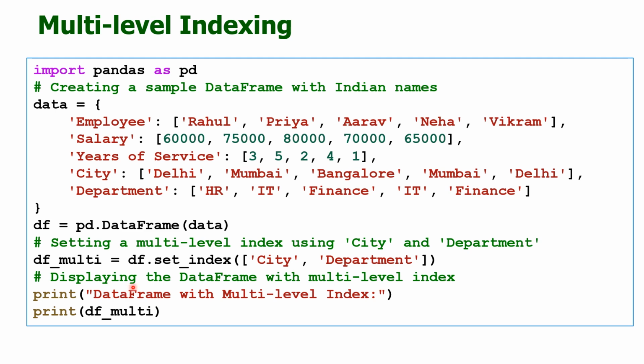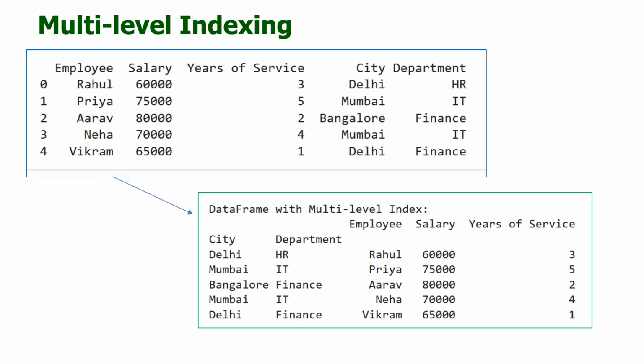Now when we try to display the data frame with the multi-level indexing, let us see how it looks. Here you can see this is the original data frame where we have five different columns: employee, salary, years of service, city and department. And when we applied the multi-level indexing, the two columns city and department have become the index for the new data frame. So city and department are the new multi-level index for the resultant data frame, having only the remaining three columns, which are employee, salary and years of service.